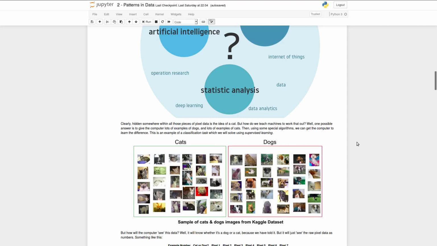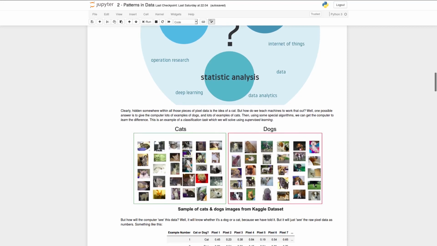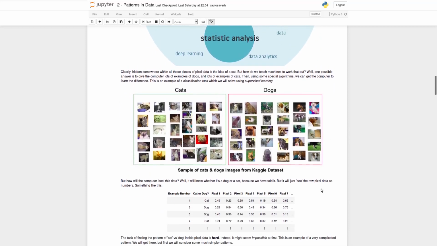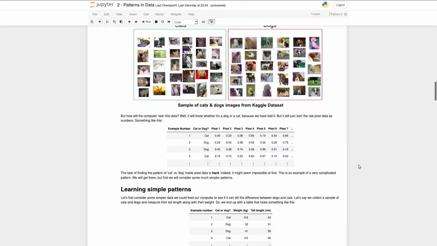But for this specific example of pictures, how is the computer going to actually see this data? Well, it's basically going to come in a big old table like this. We're going to have an example. This first one is going to be a cat, and we're going to have a picture associated with it. But that picture is just lots and lots of little numbers, as we said before. So this is a cat. It's got a value at pixel 1. So this could be red at the top left: it's going to be 0.45. Green at the top left is going to be 0.23, and blue at the top left is going to be 0.38.